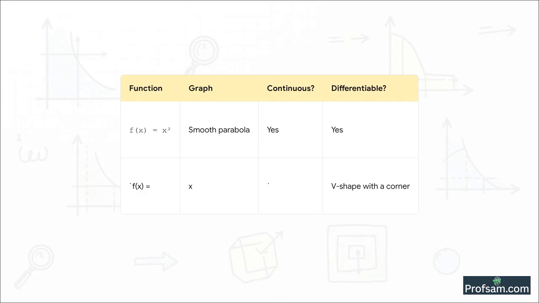It creates this very sharp V shape. Now look, you can still draw it without lifting your pen, so it's definitely continuous, but what about that pointy bit at the bottom, right at x = 0? Something seems a little off there, doesn't it?